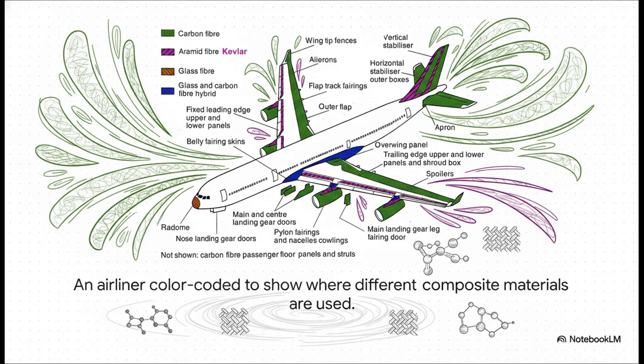So let's put it all together. This image is fantastic because it shows you exactly how a modern airliner is this complex patchwork of different materials, each one picked for a very specific job. The green you see is carbon fiber, making up the wings and tail for that critical stiffness. The purple is Aramid, or Kevlar, used in places that need to be extra tough. It's really a symphony of material science.